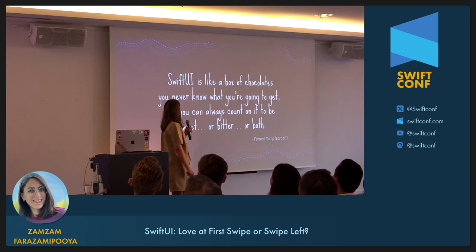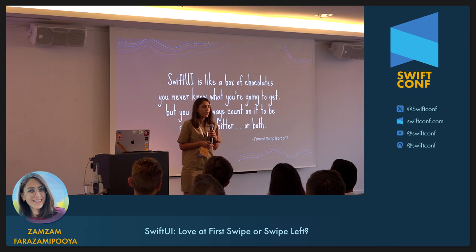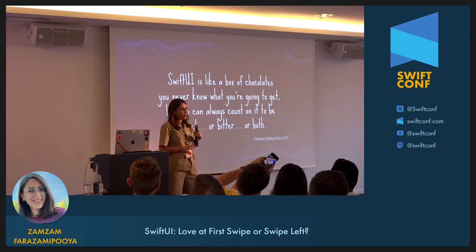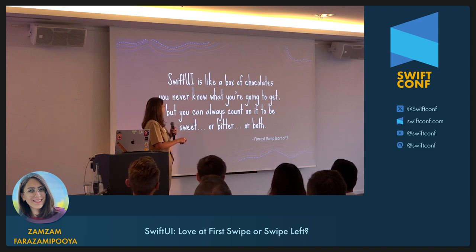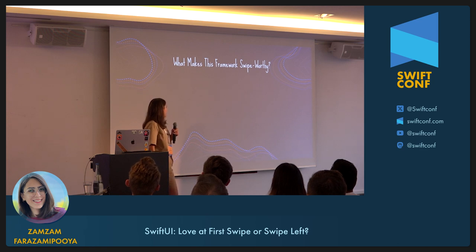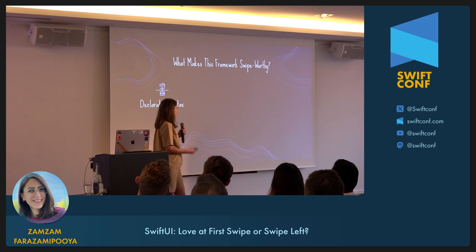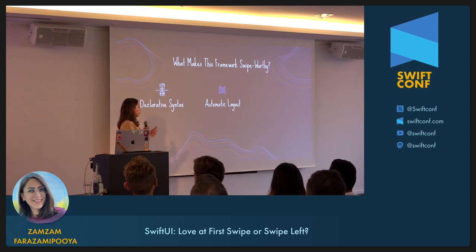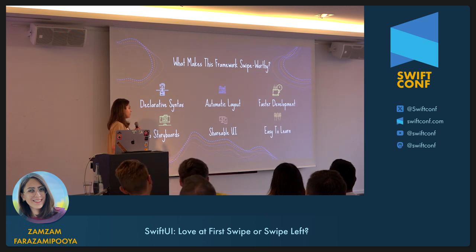So, let's talk about that. SwiftUI is, to me, like a box of chocolates. You never know what you're going to get, but you can always count on it to be sweet or bitter or both. So what makes this framework swipe worthy? It has declarative syntax, automatic layout, which I'm gonna talk about in a short while, faster development, no storyboards, shareable UI, and it's easy to learn.